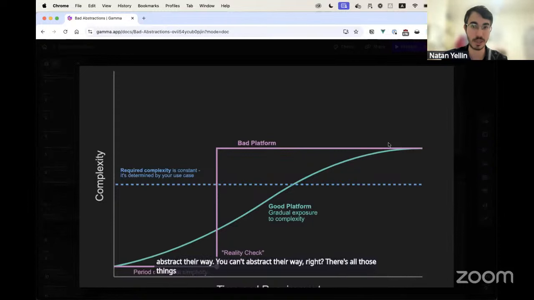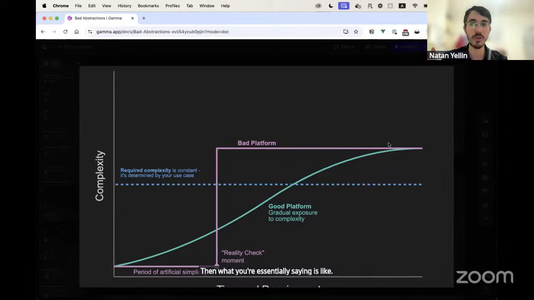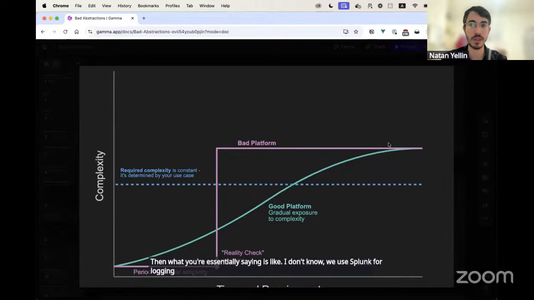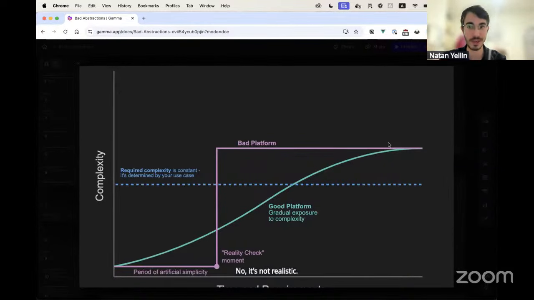Like if you were able to abstract it away, then what you're essentially saying is, we use Splunk for logging, but what Splunk did with $100 million and a team of 1,000 people, we're going to do in a platform with half a person. No, it's not realistic. There's real logic and complexity there.